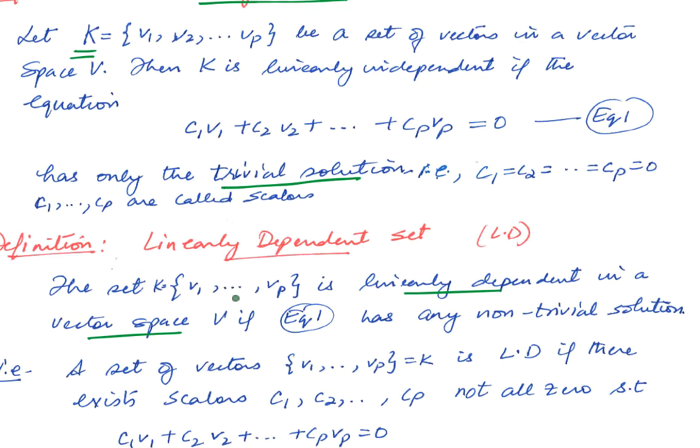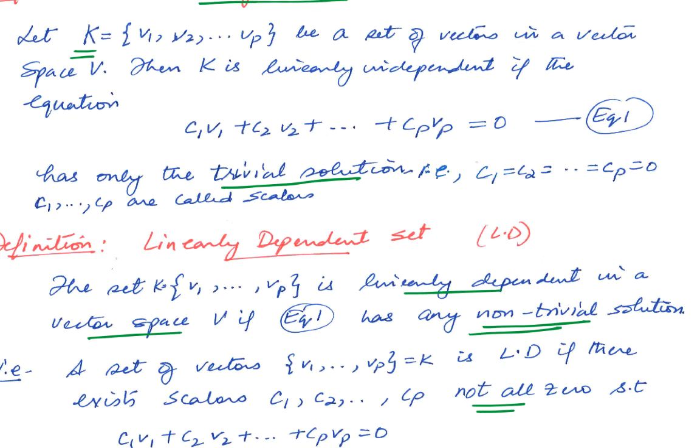So this set is linearly dependent if equation 1 has a non-trivial solution. What does that mean? There will exist at least one Ci which is non-zero. So we say a set of vectors is linearly dependent if there exist scalars, not all 0, such that equation 1 holds. If you recollect, it's basically going back to chapter 1, guys. The only thing I've added is that these vectors are coming from a vector space. That's it, nothing new here.